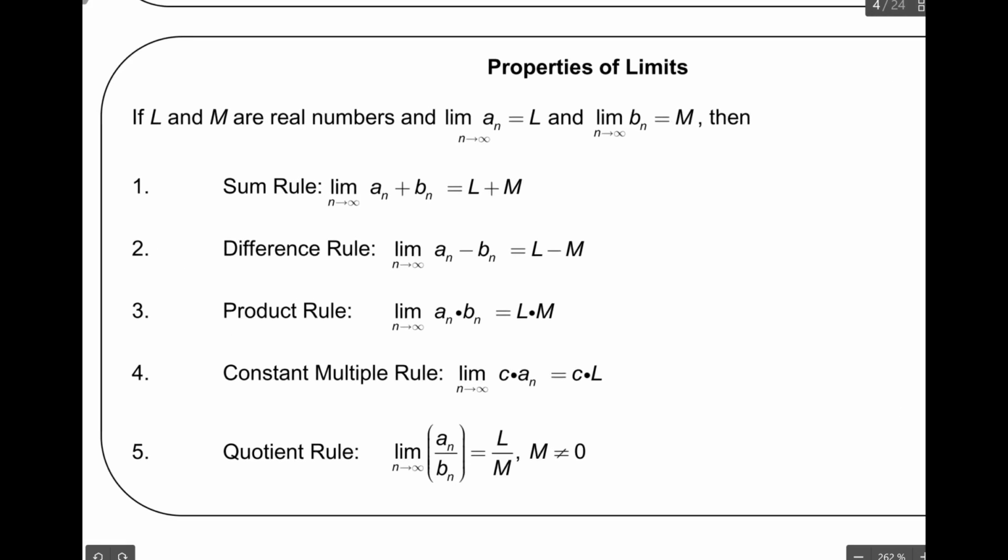Alright, so properties of limits, these are just review. We already covered this. This is one of the first things we reviewed in September. The sum rule: if you add two sequences, you can add their limits. The difference rule: if you're subtracting, the limit of a_n minus b_n, you can just subtract the limits. Product rule: take the limit of both and multiply the limits. Constant multiple rule: you can pull the constant multiple out. We do this all the time.